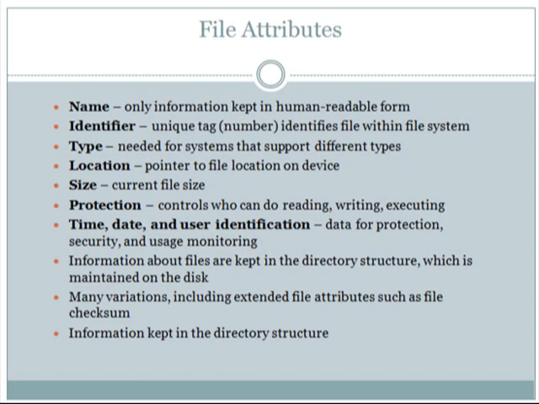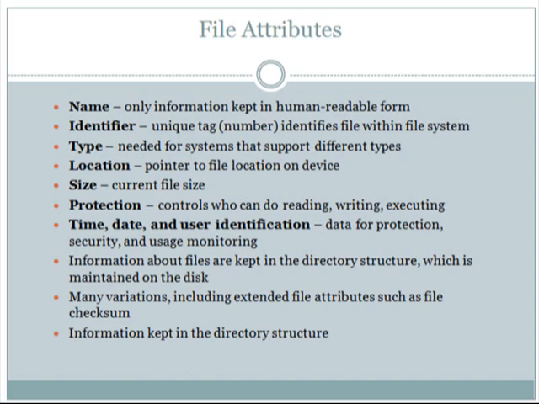Now there can be various types of files, so a type field or attribute is needed for a file, which indicates the files that are supported by the system. Location indicates the pointer to a file location on a device. The size indicates the current file size. The protection attribute controls who can do the reading, writing, and executing, so it controls the access to the files. Then there is time, date, and user identification. This is the data required for protection, security, and usage monitoring.